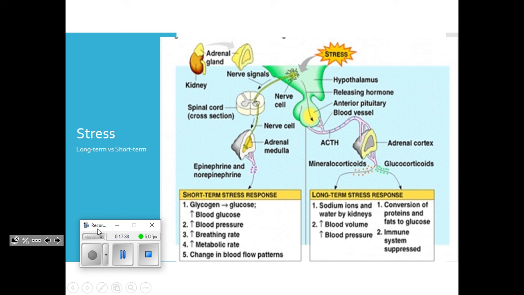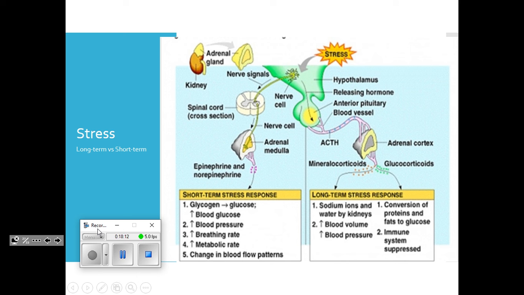On the right, same thing begins the pathway. Stress affects the hypothalamus. But this time, I see the releasing hormone going to the anterior pituitary. I see ACTH going through blood to the adrenal cortex. I see mineralo and glucocorticoids coming out. Now, I could just put aldosterone and cortisol there, because those are the ones that you need to know about. And then you've got the two sets of responses. The ones aldosterone causes on the left, and the ones cortisol causes on the right.